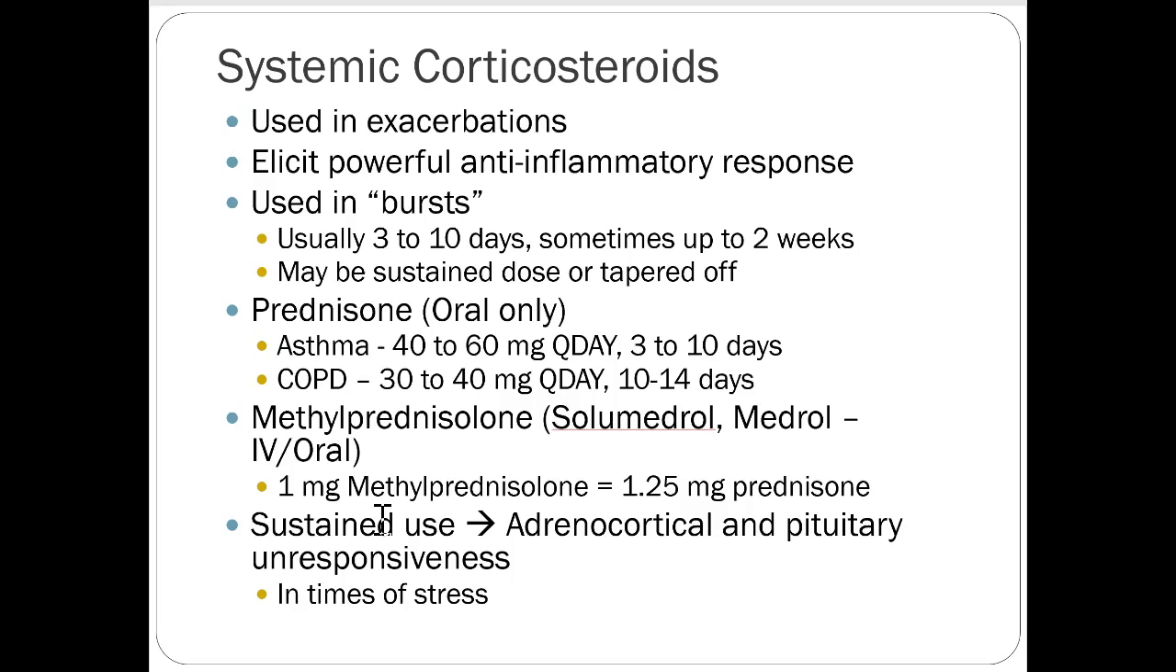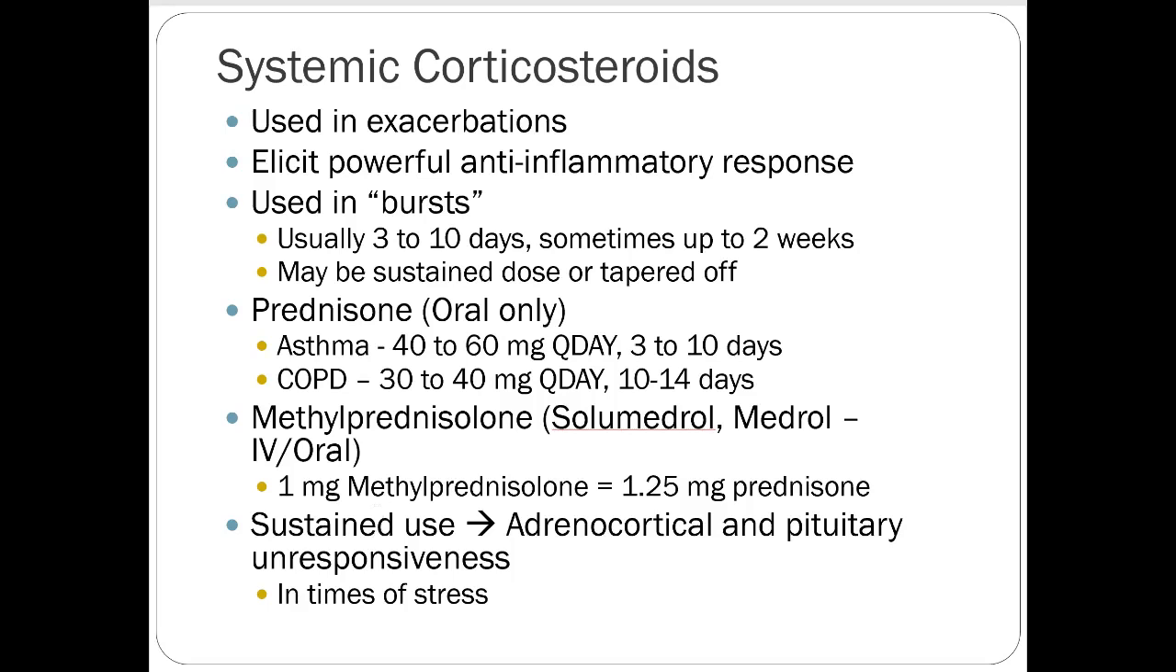Systemic corticosteroids are generally not useful for regular maintenance therapy for asthmatic patients or for COPD. They're really only used for exacerbations, and we give them in bursts, generally not more than 10 days. Maybe up to 2 weeks if it was severe, like recurrent, but usually we're probably just giving them a standard dose of like 10 days, cutting them off, and not doing any tapering or anything like that.